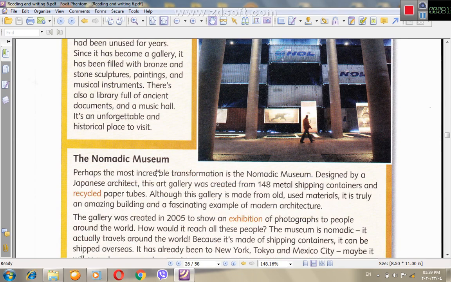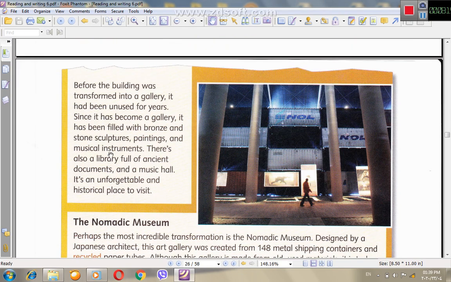Before the building was transformed into a gallery, it had been unused for years. Since it has become a gallery, it has been filled with bronze and stone sculptures, paintings, and musical instruments. There's also a library full of ancient documents and a music hall. It's an unforgettable and historical place to visit.